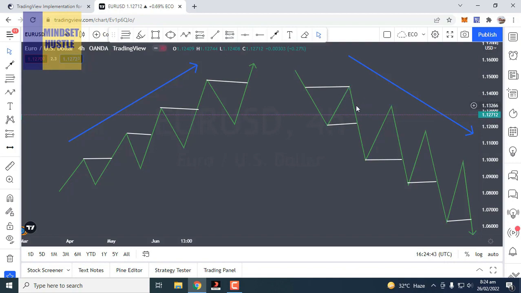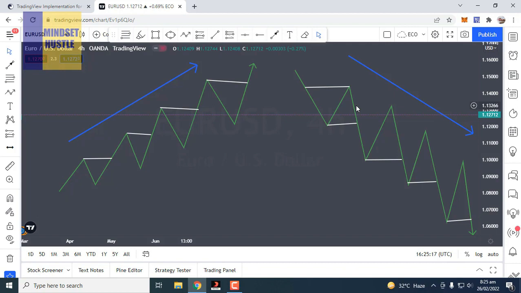Now, what is all these ideas around structure? So structure is just there to help you to know the directional bias of the market at that point in time. If you understand the directional bias of the market using market structure, you should be able to trade without fear. You should be able to know when to enter the market in a particular direction and when not to enter the market in a particular direction.